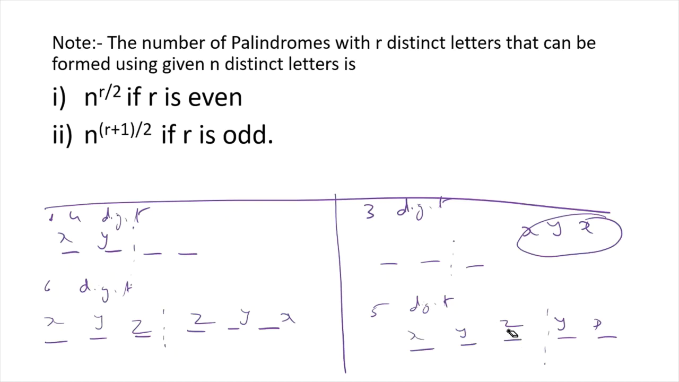If I want to form a 7-digit palindrome, then I have to fill the first 4 places. So if I want to form an odd-digit palindrome where R is an odd number, then I have to fill the first (R plus 1) upon 2 places. These (R plus 1) upon 2 places can be filled in n raised to (R plus 1) upon 2 ways. Therefore, the total number of palindromes is going to be n raised to R upon 2 when R is an even number, and n raised to (R plus 1) upon 2 when R is an odd number.